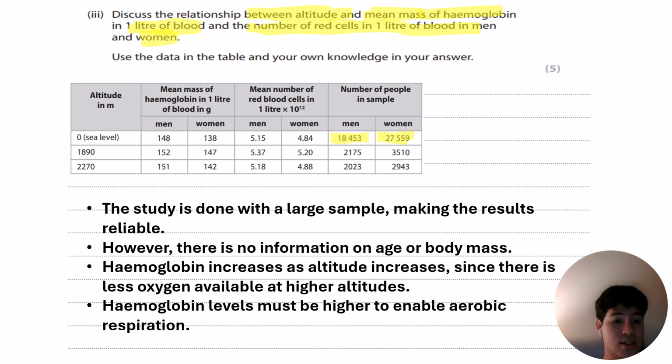Okay, so this study is done with a large sample, making the results reliable. Usually, when the sample size is 1,000 and above, then the study is reliable. If it's only done on 5 people, then that's unreliable. Okay, so the second point is, however, there is no information on age or body mass. These are really important factors. The third point is hemoglobin increases as altitude increases, since there is less oxygen available at higher altitudes. The final point is hemoglobin levels must be higher to enable aerobic respiration.